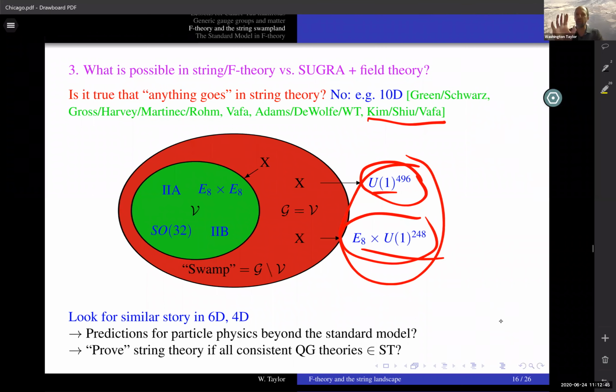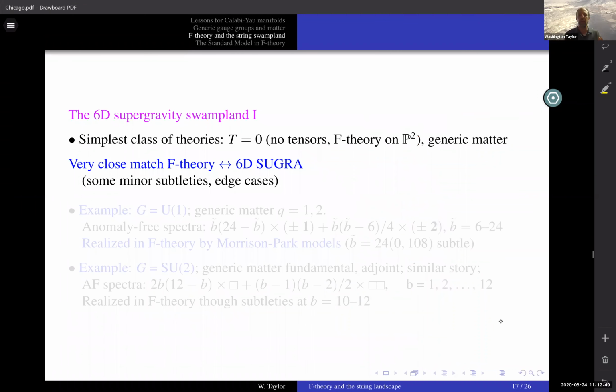So let me first of all go over some simple theories where there isn't a swampland. If we simplify things a bit and take away the tensor multiplets, which are an antisymmetric field that appears in 6 dimensions, and look at theories with no tensors and generic matter, then there is actually, at the level of discrete data, a very close match between F theory and 6D supergravity. But even there are some minor subtleties and some edge cases we don't fully understand.